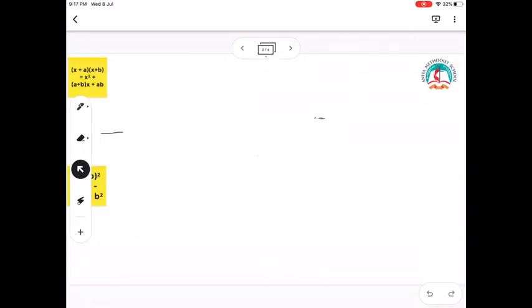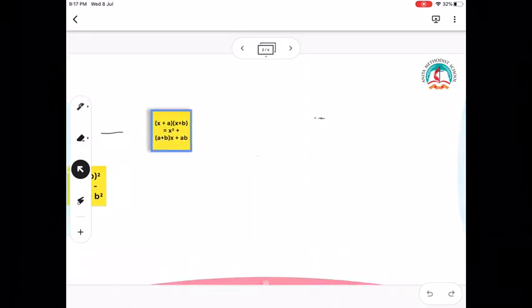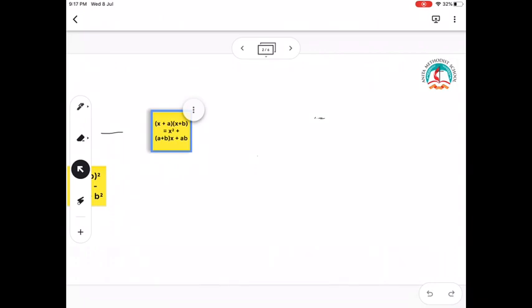Now, shall we see two more identities? What are the next two identities? (x + a) into (x + b). What is (x + a) into (x + b)? Sahana, can you say (x + a) into (x + b)? Yes, x square plus (a + b) into x plus ab. Very good, Sahana. Now, the next one.